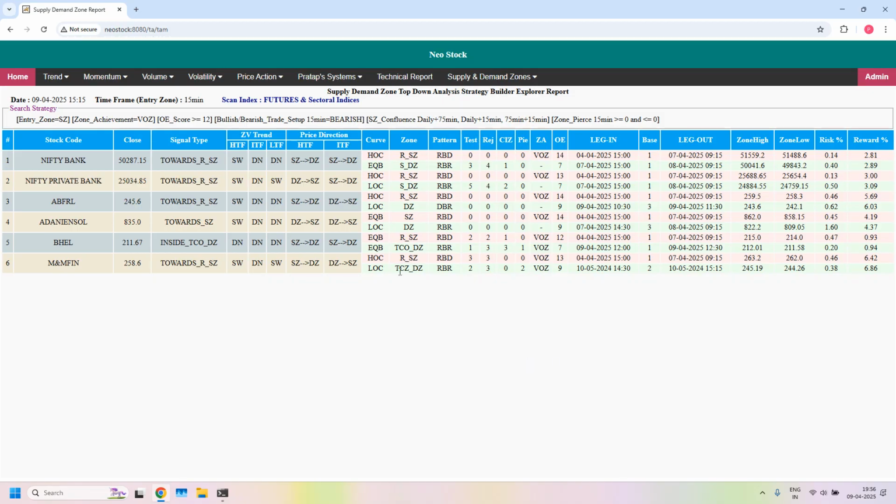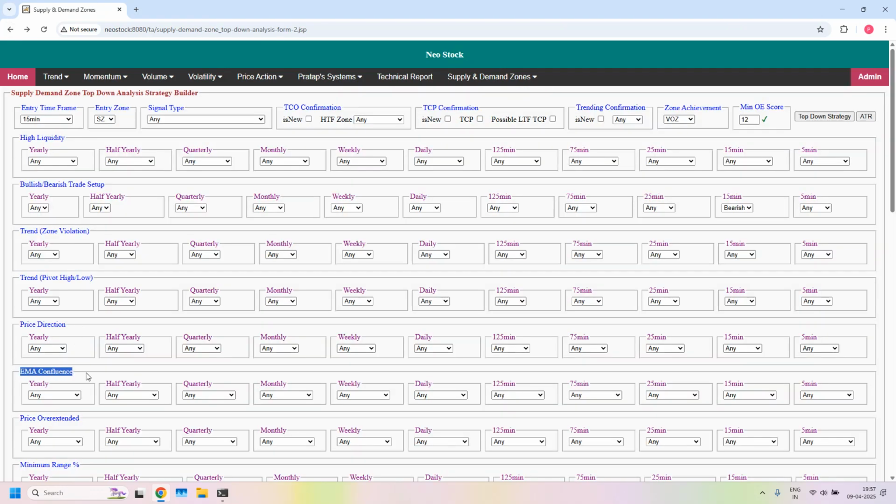In these 6 stocks, the 15 minute supply zones are overlapped with the 75 minute supply zone, and both together are again overlapped with the daily supply zone. But the daily trend is down in only one stock. If this stock has a daily supply zone with daily EMA confluence, then this overlapped 15 minute supply zone might have a higher probability of success. So let's filter. In the EMA confluence, at the daily time frame, we are checking whether the daily supply zone has daily EMA confluence or not.